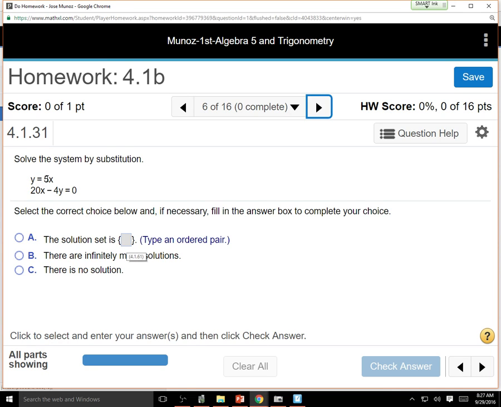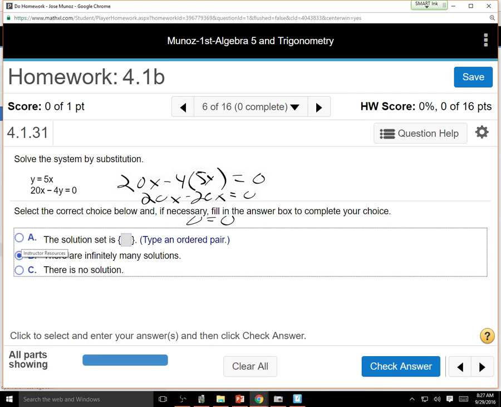Same thing. What does y equal? So plug it in here. Oh, I see why you're saying this. So here's what happens. You have 20x minus 4 times whatever y is equal to, which is 5x. So 20x minus 20x, does 0 equal 0? Yes, because y equals 5x. So I got 0 equals 0, which is a true statement, so you're going to get infinitely many solutions. So you're going to get B. Okay, so if it's 0 equals 0, it's infinity.